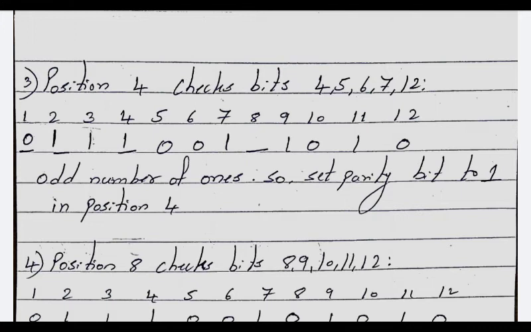Now you got the answer why I have written 1 in position 4: because only one 1 is present, that is an odd number of ones. So to make it even, the parity bit will be set to 1 in position 4.